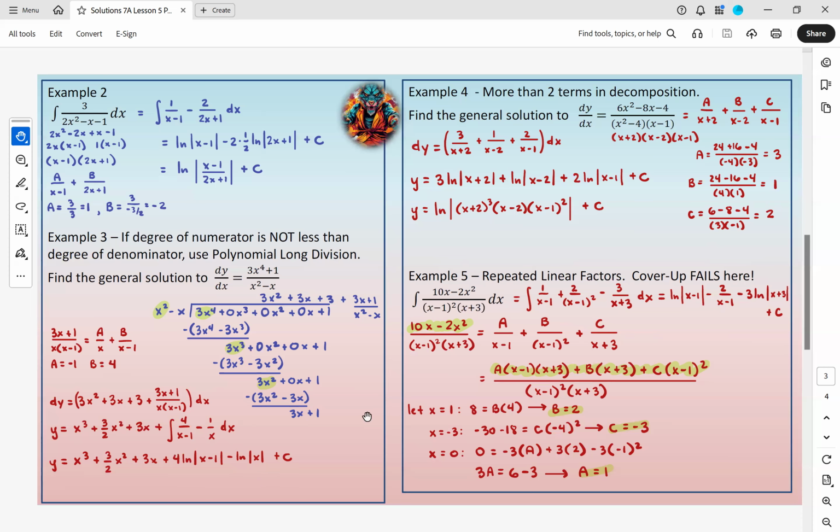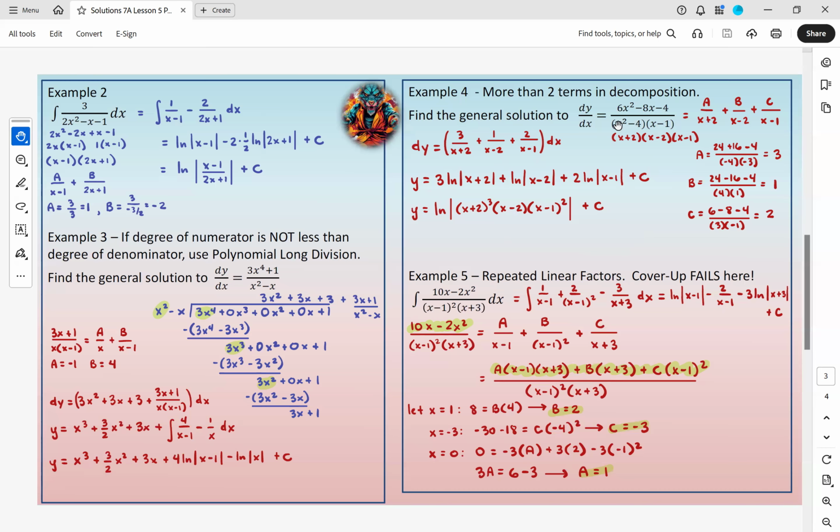Think about one more example is all I can manage for this video. Let's look at example 4 real quick. Again, not too much new here. It's just points out that it is possible to go with our process even when there is more than one, or excuse me, more than two linear factors in a denominator.